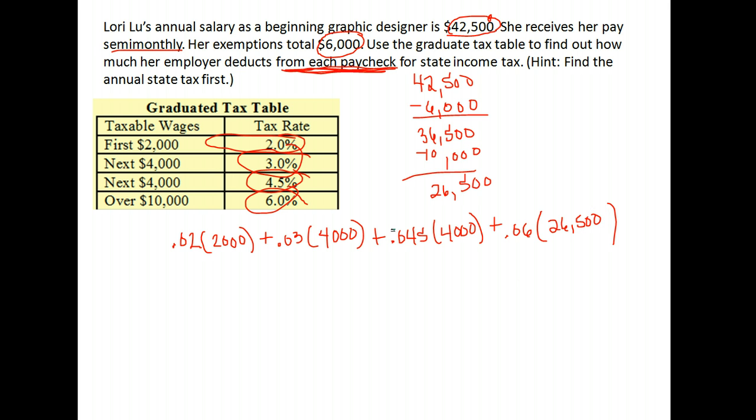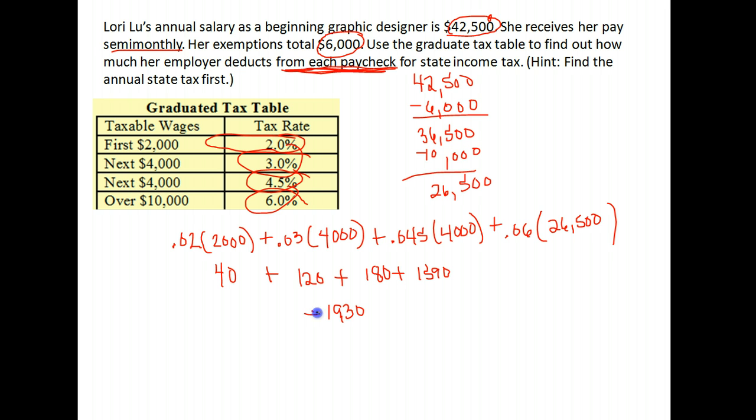Alright, we're all set up. Now we just take out our calculator and multiply. So this first 0.02 times 2,000 is 40. 0.03 times 4,000 is 120. 0.045 times 4,000 is 180. And 26,500 times 0.06 is 1,590. We're going to go ahead and add all of those together. We get $1,930.